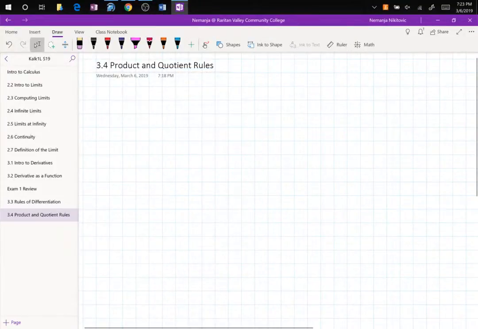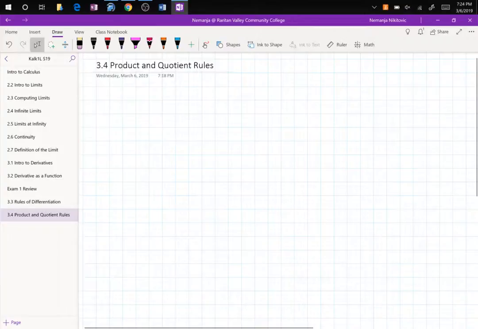Hello and welcome back to Calculus 1, section 3.4 on product and quotient rule. There are special formulas that you must memorize when you are taking derivatives of products and quotients. So you cannot differentiate individual parts and then multiply. That's always going to give you the wrong answer.